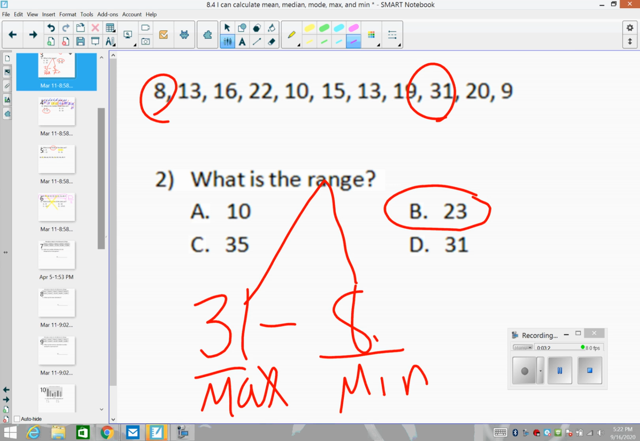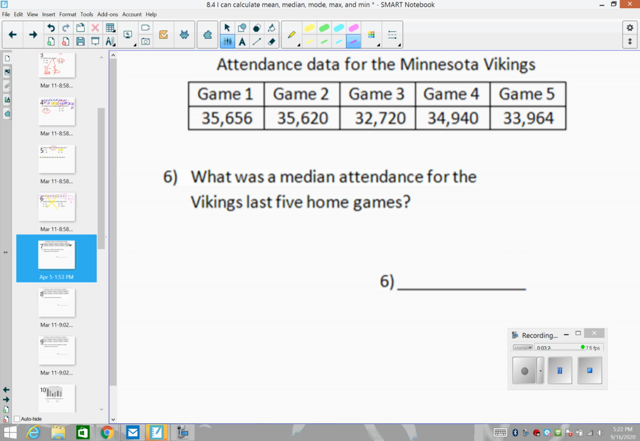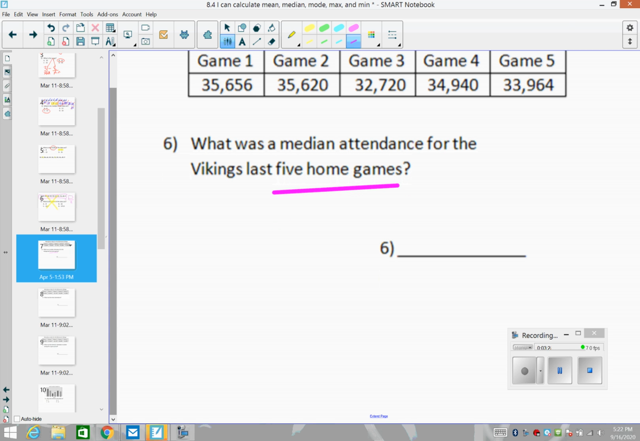So what is the median attendance for the last 5 Vikings home games? We're going to want to put them in order from least to greatest. So we would say 32,720. We would say 33,964.